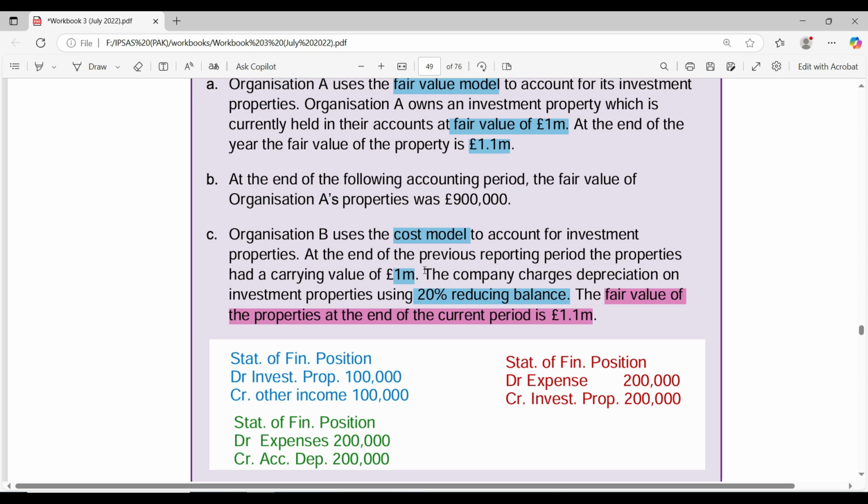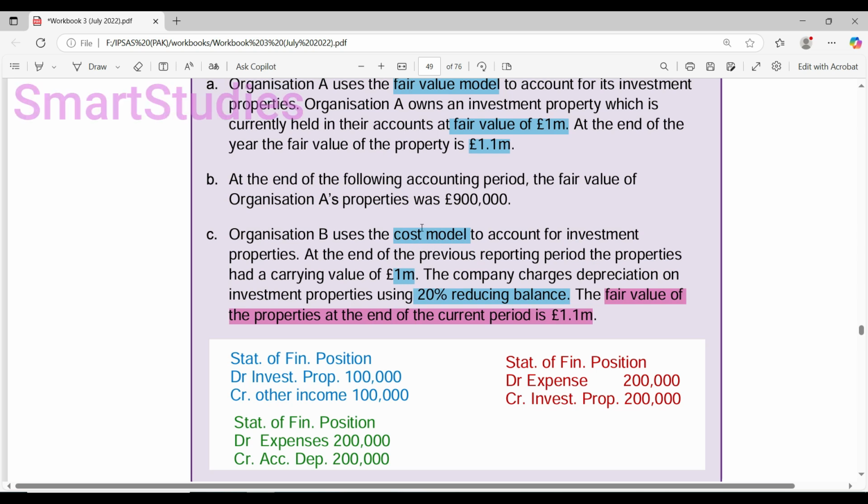Part C of the same question. Organization B uses the cost model to account for investment properties. At the end of the previous reporting period, the property had a carrying value of 1 million. The company charged depreciation on investment properties using 20% reducing balance. The fair value of the property at the end of the current period is 1.1 million.